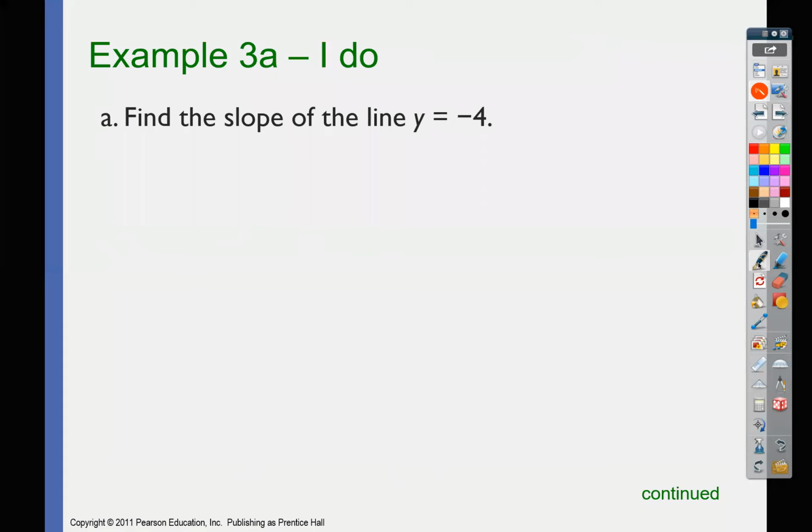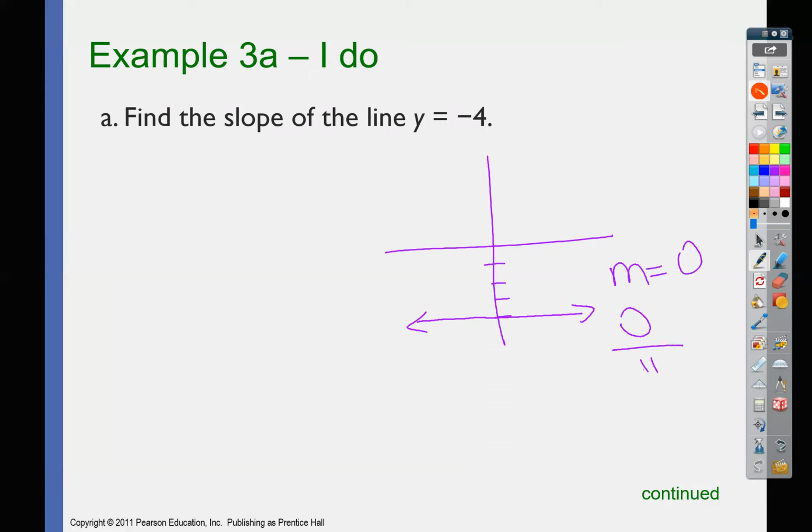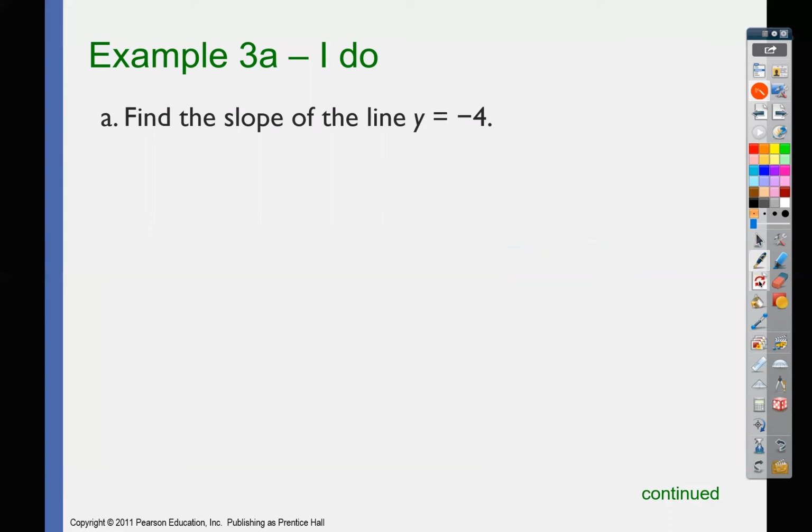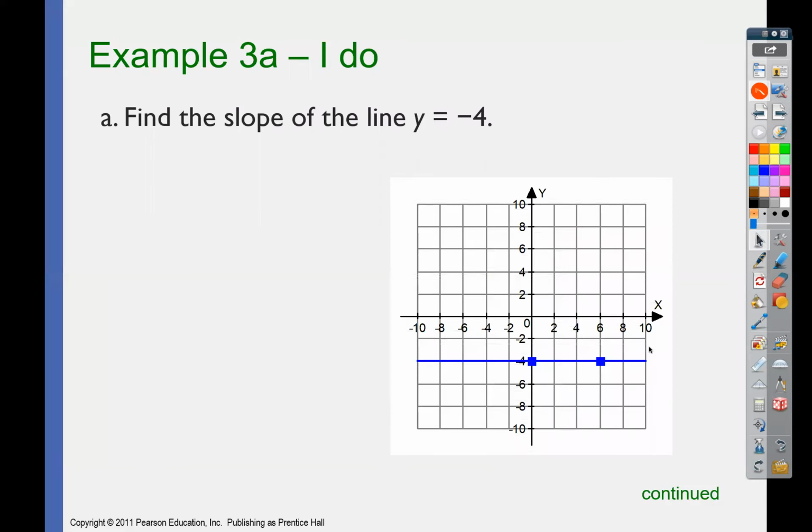So number 3 says find the slope of the line with y equals -4. Well, I know that the slope is 0 because if I went down to -4 and I drew a line, my slope, I'm not going up any, right? So the slope would be 0 because I'm going up 0 and over whatever number. So 0 over any number is always 0. And that's what it looks like.